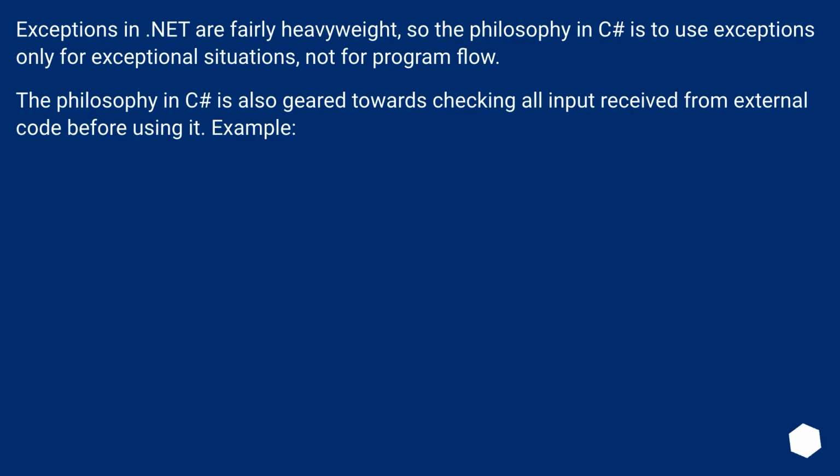Exceptions in .NET are fairly heavyweight, so the philosophy in C# is to use exceptions only for exceptional situations, not for program flow. The philosophy in C# is also geared towards checking all input received from external code before using it. Example.